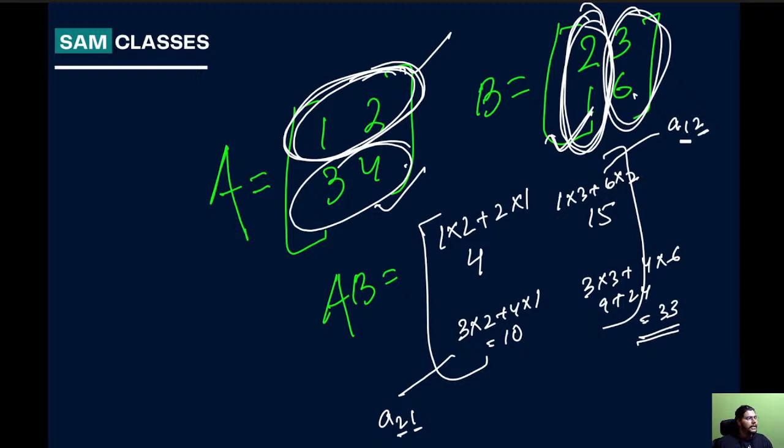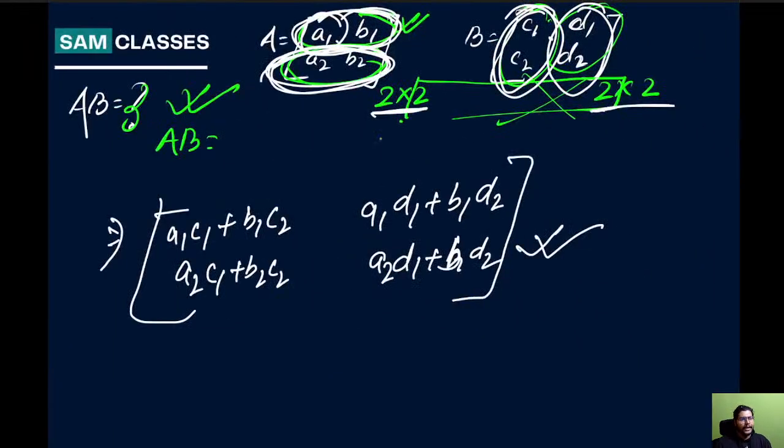Come on, I need answers from all of you, okay? Clear? What are the answers? 4, 15, 10 and 33. Very simple. Now coming to the next.